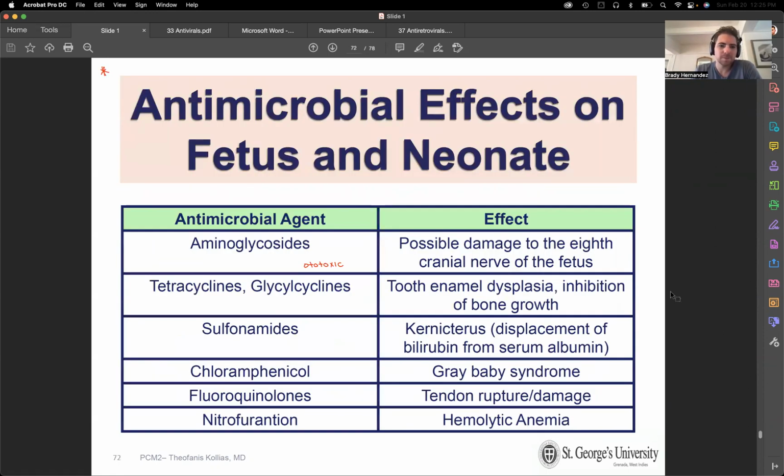And then there's some summaries in the back. So this is more of what's testable going forward. A lot of these different side effects, right? So you're worried about, especially with fluoroquinolones, you don't give them to kids under 8 years old because you're worried about tendon rupture, stuff like that.